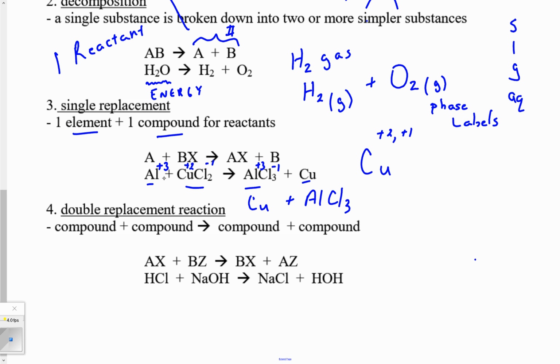So moving to the last, and we're going to finish this video. The last is a double replacement reaction. Now, double replacement is very easy. Compound, compound, compound, compound. Say it with me. Compound, compound, compound, compound. So here we've got hydrochloric acid and sodium hydroxide that we used in an earlier example. You've got two compounds, and you make two compounds on the other side. So this is a double replacement.